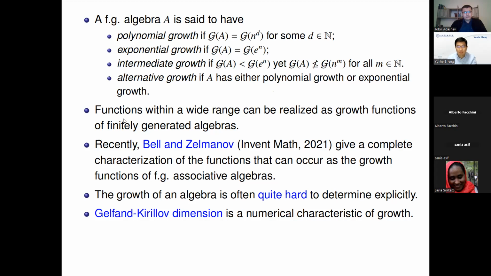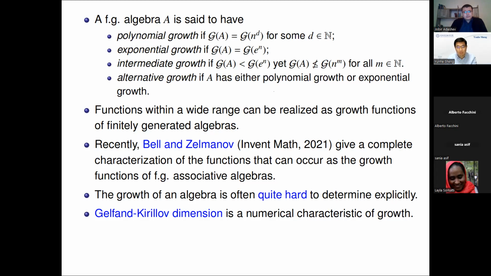Functions within the right range can be realized as growth functions of finitely generated algebras. Recently, Bell and Zelmanov gave a complete characterization of the functions that can occur as the growth function of finitely generated associative algebras. But the bad news is that the growth of an algebra is often quite hard.